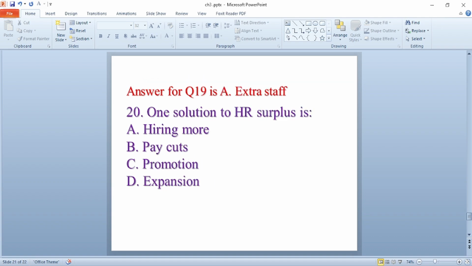Question number 20. One solution to HR surplus is dash. A. Hiring more. B. Pay cuts. C. Promotion. D. Expansion. Answer for this question is B. Pay cuts.